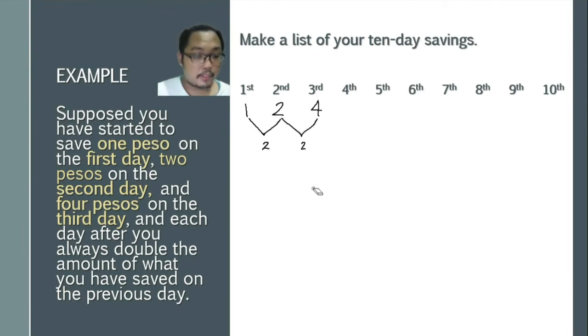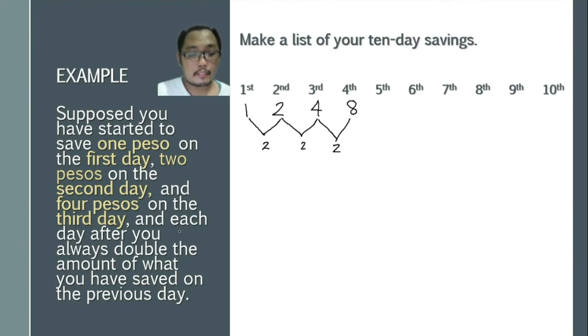Going back to the situation, it was stated here that each day after, you always double the amount of what you have saved on the previous day. So since our previous saving is 4, if we double such amount, then it is the same with the idea of multiplying the 4 with 2. So it gives us the next number, 8.